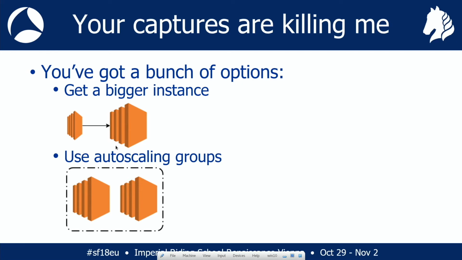The second option: your application people say your captures are killing me. Well, they should be using auto-scaling groups. This is the whole point of the cloud. If you're deploying applications and provisioning all the resource you might expect at the busiest time of your life, then you're doing it wrong. The whole point is that you build scaling groups that will scale up and down depending on the demand of your application at that time.